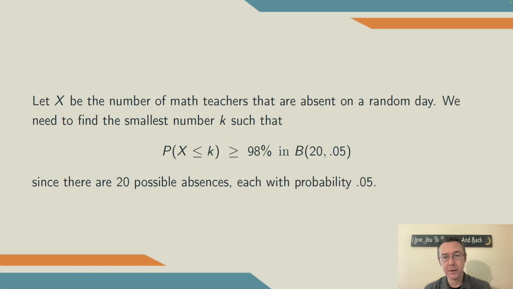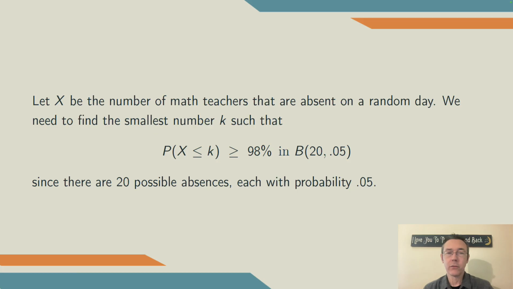Let's let x be the number of math teachers that are absent on that given day. So x is going to have a binomial distribution with parameters n equals 20, because there's 20 math teachers, and p equals 0.05, the probability that any one of them is absent on a given day. It's important to note here that the potential absences are all independent of one another, so we really do have a binomial distribution in this case.